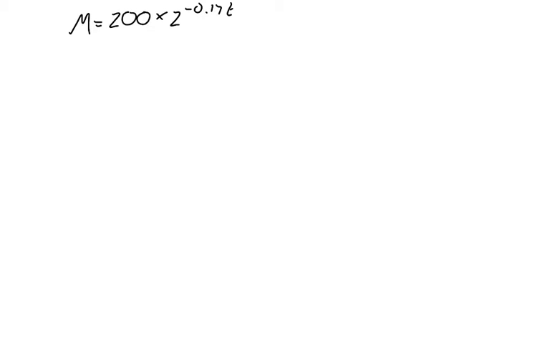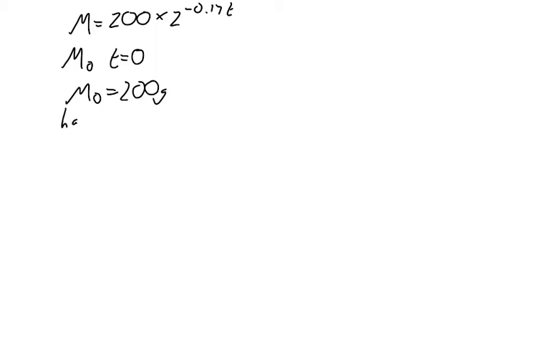So we want to find half of the initial. So we need to find the initial. So that's m0. That's when T equals 0. Well, M0 is obviously 200 grams, because 2 to the power of 0 is 1, and 200 times 1 is 200. So we want half that. So half that is 100.